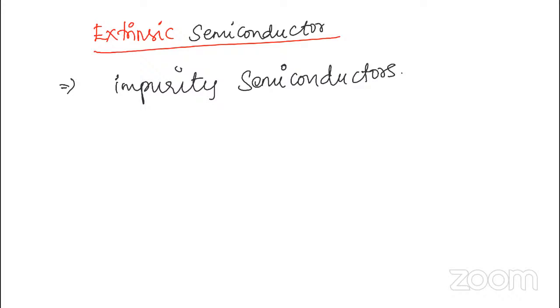So it is pure. Only one element should be surrounded by the same elements. Silicon should be surrounded by silicon atoms only, and germanium should be surrounded by germanium atoms only. So this is for intrinsic. Like milk, it should be in pure condition.